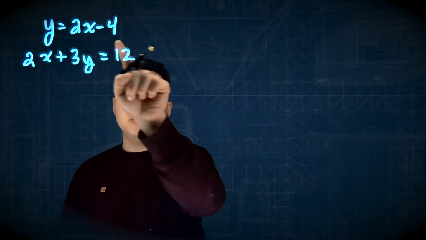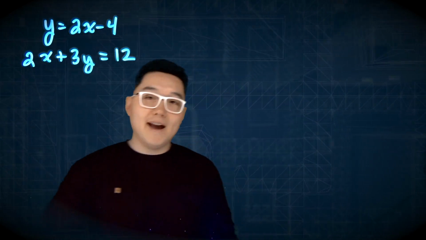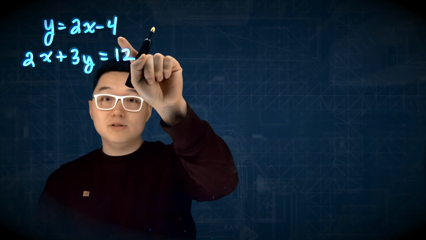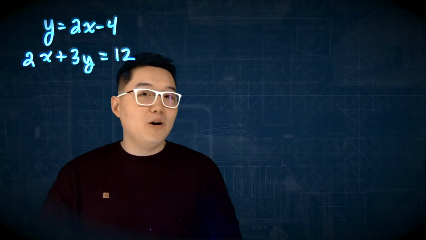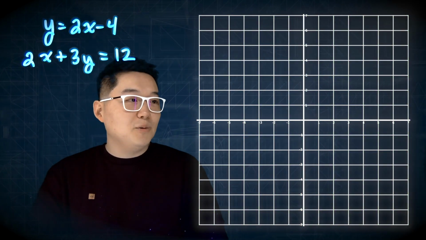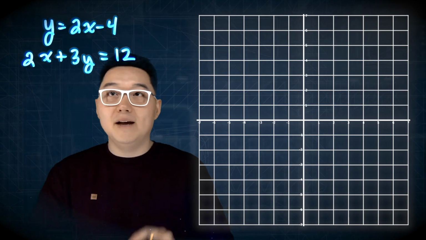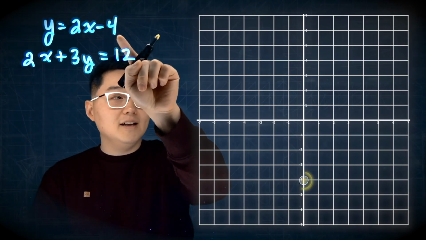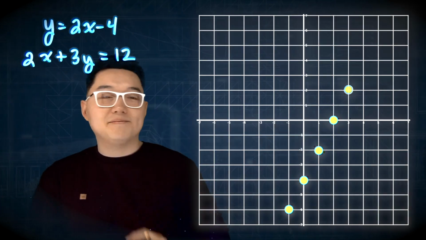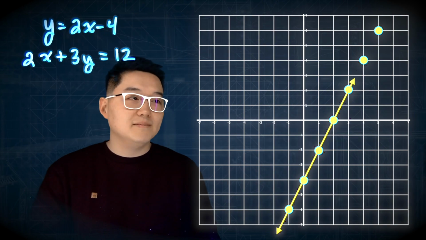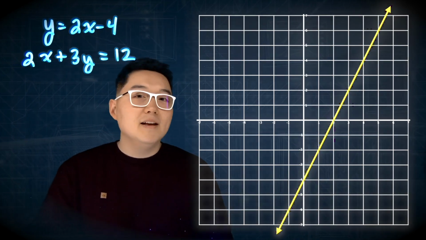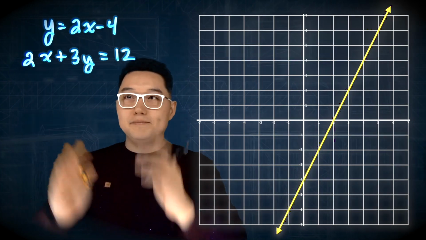For that very first equation, we see that we have a y-intercept of -4 and a slope of 2. So if you were to graph that line, let's see what we get. We have a graph with a y-intercept of -4, and then a slope of 2. Okay, so that is the graph for the very first equation. Now what about the second equation?